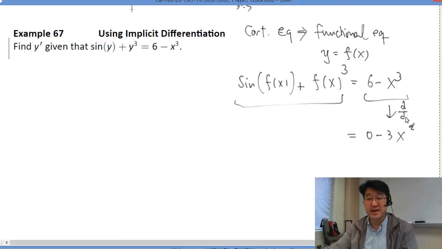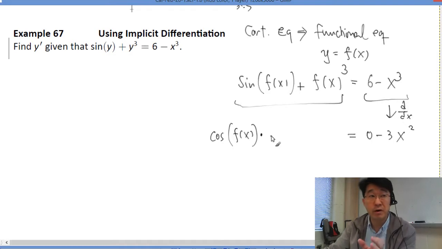I'm going to write d dx in between this arrow. What we did is differentiate with respect to x. Very important here, thinking about d dx. Now we're differentiating with respect to x, right? What is it? Cosine, right? Cosine f of x. What rule am I using? Chain rule, right? Chain rule. What are you supposed to multiply? The derivative of f of x.